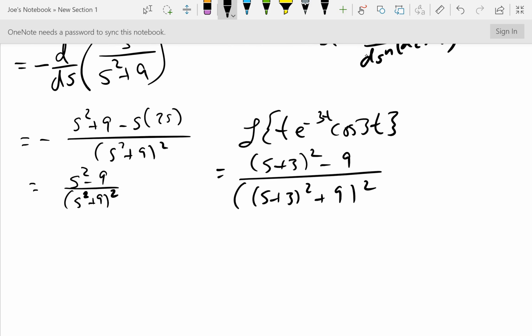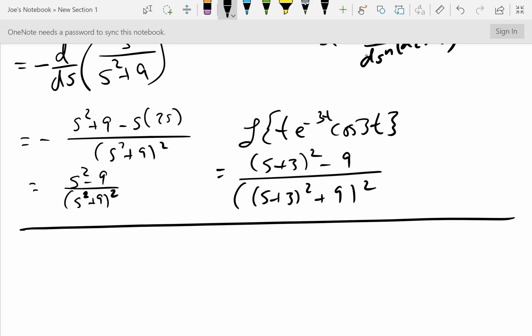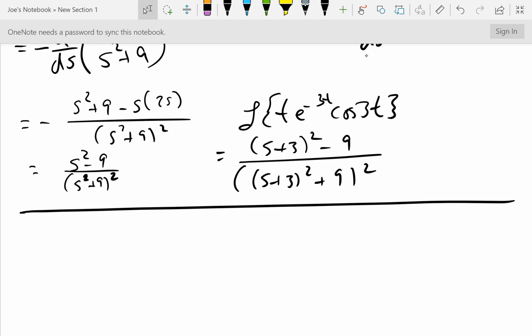All right, so that gives us an example of how to use derivatives to help us get Laplace transforms of functions when those functions are multiplied by a power of t. So let's do one where we've got a convolution integral. These are actually pretty nice because you can just do the Laplace transform by multiplying. So let's do a couple of these.